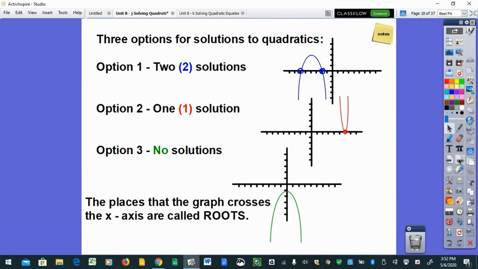So there are basically three possible solutions here that can happen. You can get two solutions, and it could look like this. It could be opening down, and its vertex is above the x-axis, or like the other ones we did, it's opening up, and its vertex is below. You can have one solution, its vertex is sitting on the x-axis, or you can have no solutions, and we just talked about the possibilities there. So remember that the places that the graph crosses the x-axis are called roots, so you can have two roots, one root, or no roots.